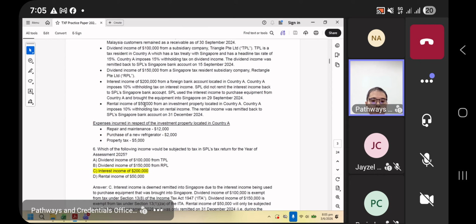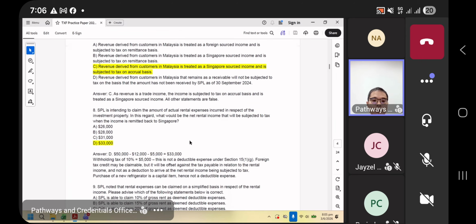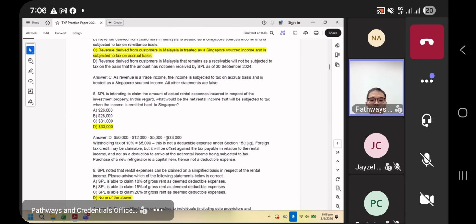Okay, so we know that the rental income is 50,000. You can deduct the expense, 12,000, and you can also deduct the property tax. Why can you not deduct the refrigerator of 2,000? The reason is because this refrigerator is capital in nature, so capital expenses cannot be deducted for tax purposes. So that's why you take 50,000, less 12,000, and less 5,000, which is 33,000.